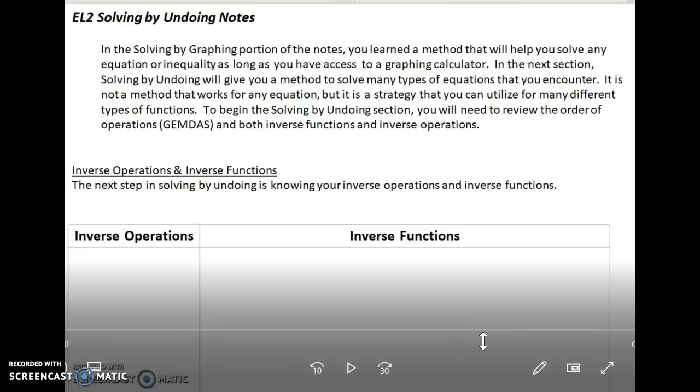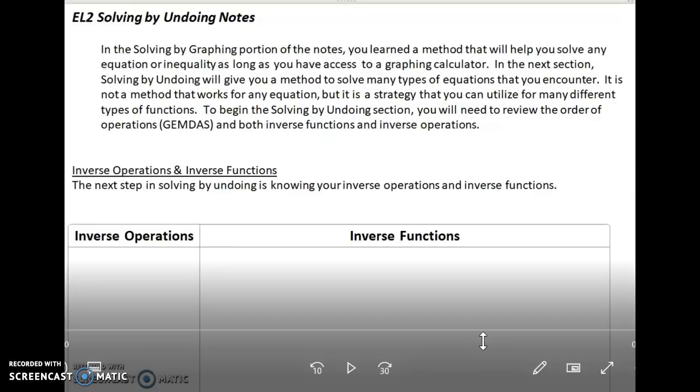Well, welcome to the solving by undoing portion of the notes here. You should have already started with just some practice of order of operations. I know that's taken you back a few years, but it's also a good base for us as we start working with this solving by undoing process, a method that we're going to use, which is called this do-undo table.